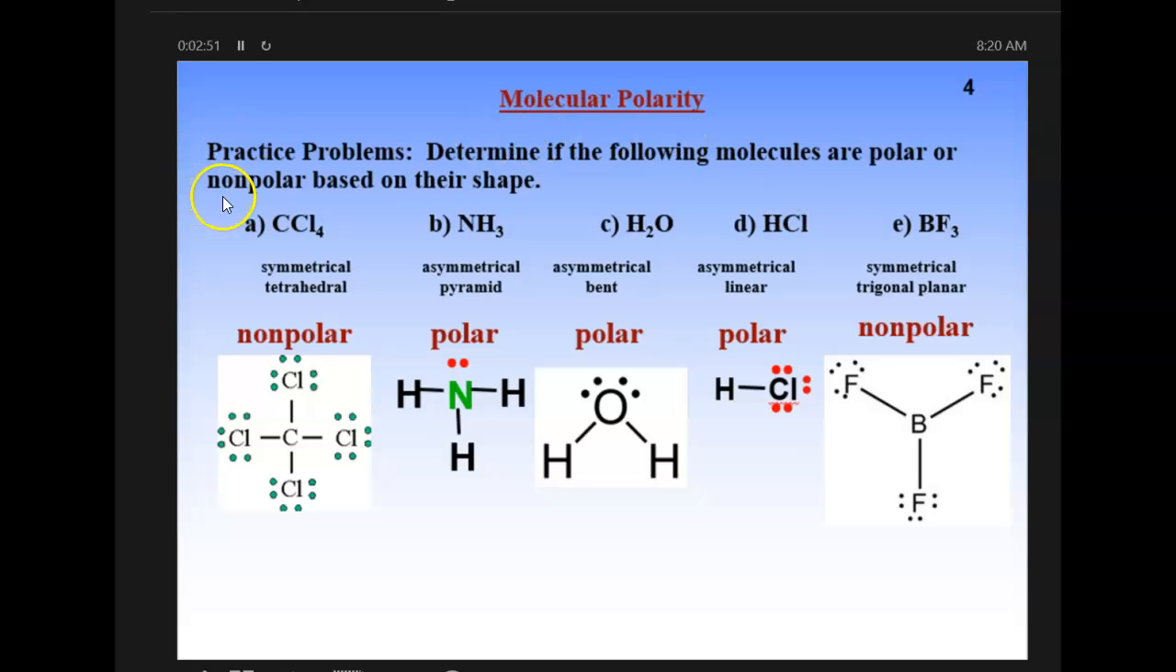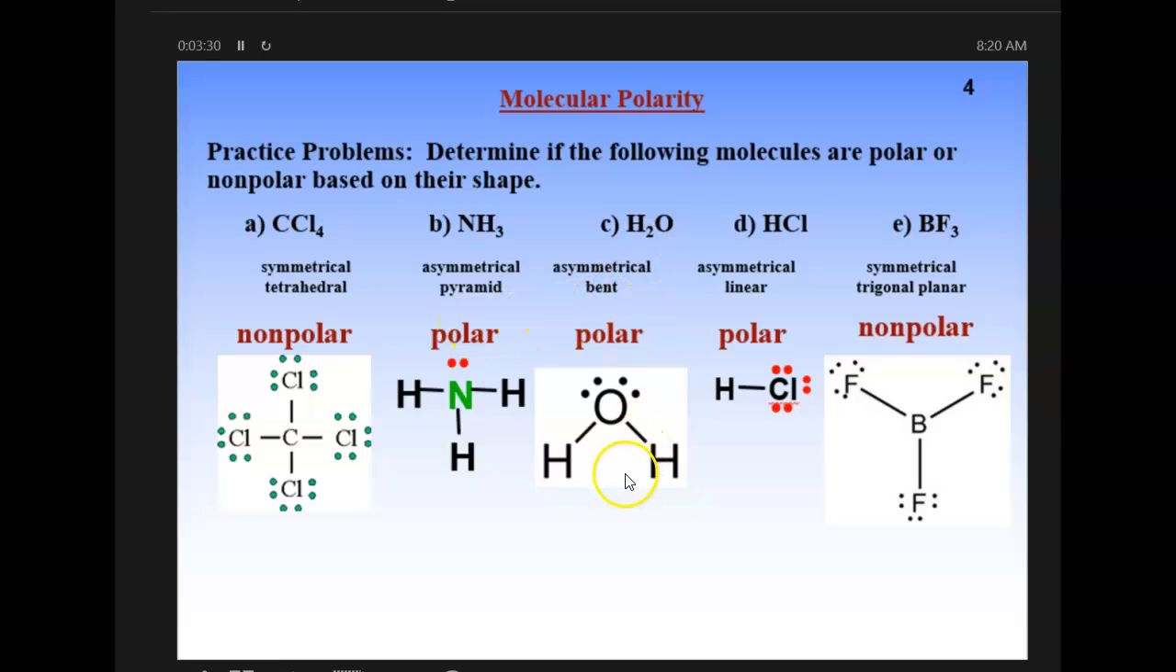Looking at the shape, we're going to figure out whether it's polar or nonpolar. See this, carbon's in the center, and all the way around we've got single bond chlorines. Symmetrical, nonpolar. Look at this one. This one's pyramidal. You've got this unshared pair. Anytime you have an unshared pair on an atom, you automatically just write polar. Because look, single bond hydrogen, single bond hydrogen, single bond hydrogen, unshared pair, polar.